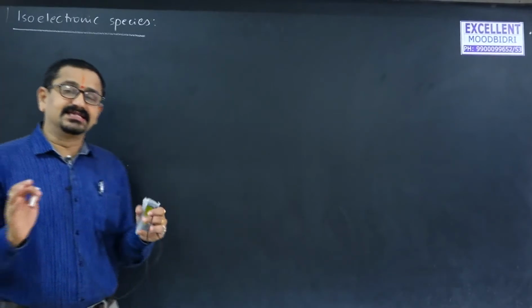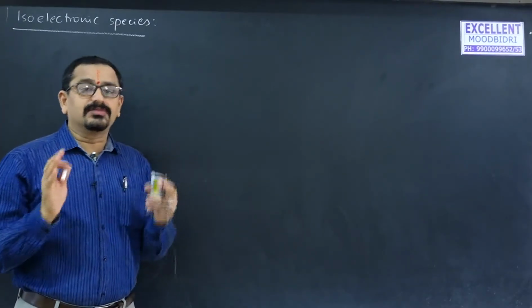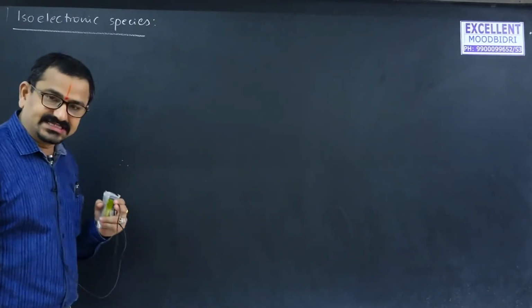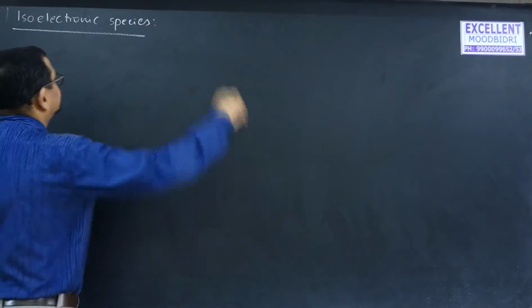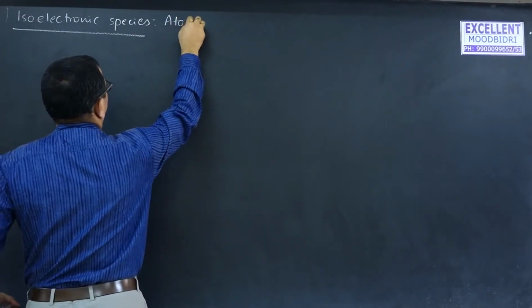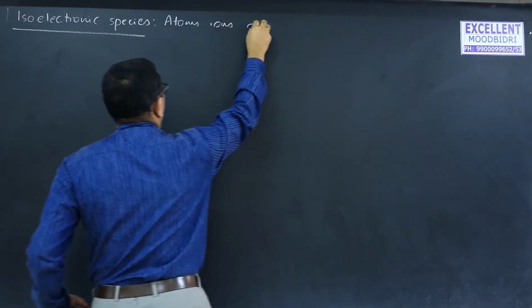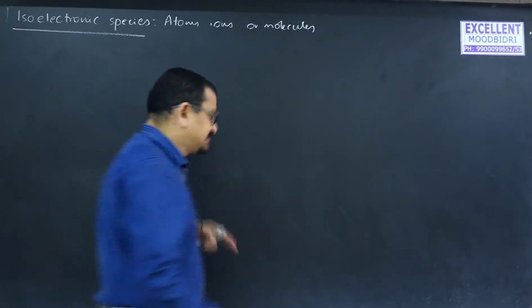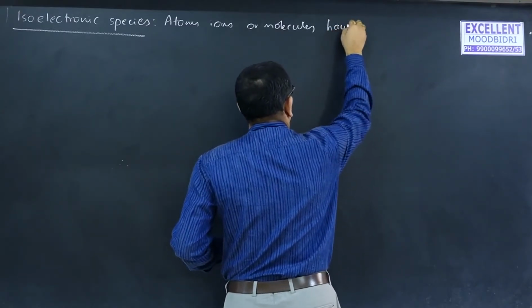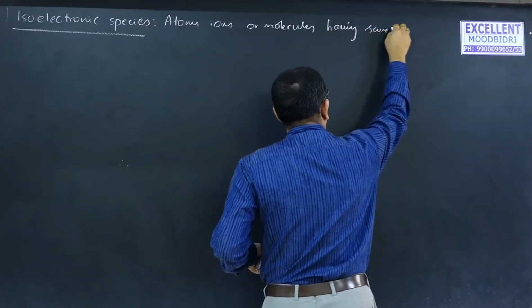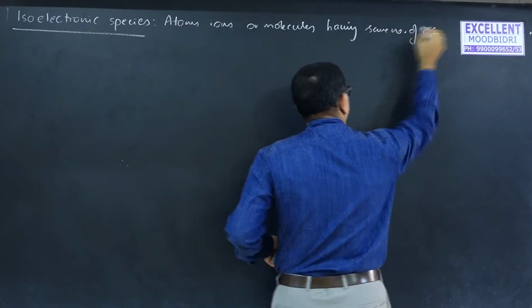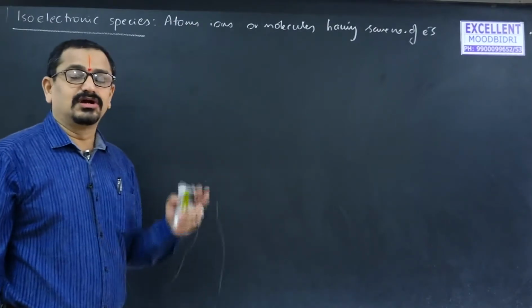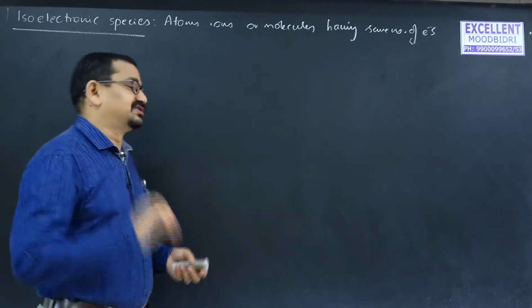Isoelectronic species means atoms, ions or molecules which possess the same number of electrons. Atoms, ions or molecules having the same number of electrons are called isoelectronic species.